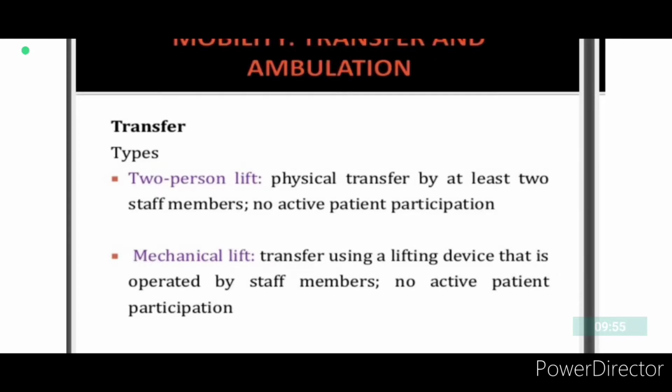Second, mechanical lift. Transfer using a lifting device that is operated by staff members. No active patient participation.